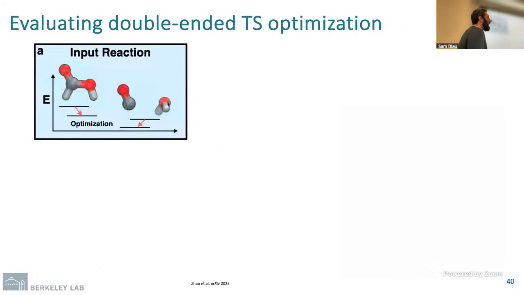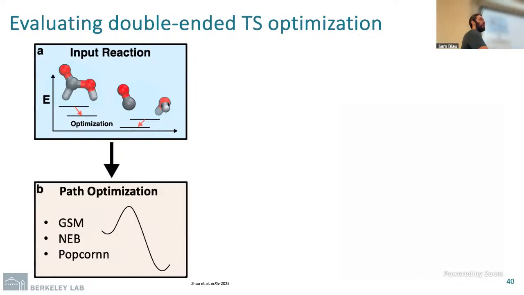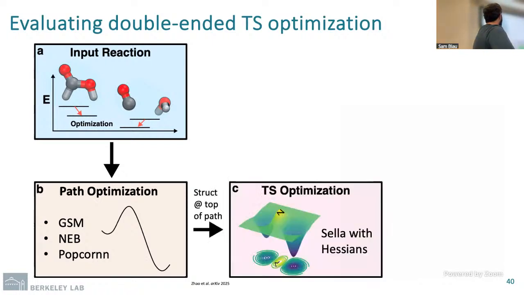In order to evaluate the efficacy of double-ended transition state optimization, you have your 2 initial endpoint structures, you optimize them on your PES, you then perform the path optimization from those 2 minima: growing string method, NEB, popcorn, take your pick. Then we take the structure at the top of the path and do an actual transition state optimization on it. Just because your NEB converged or whatever doesn't mean that you actually found a transition state. You then need to do the TS opt.